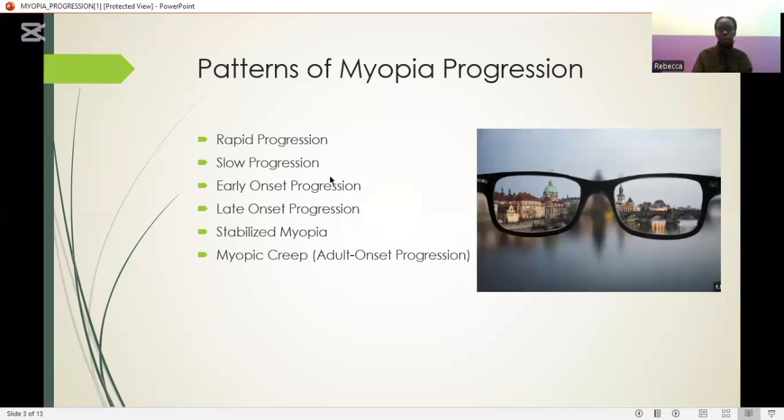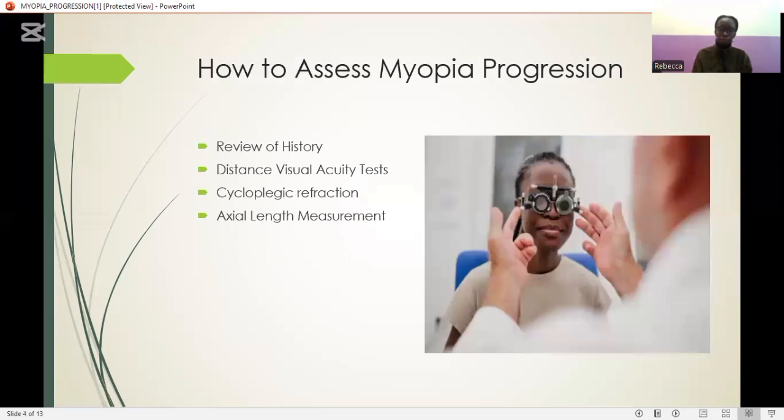Let's have the next slide. So, how do we assess myopia progression? The first and most important thing is review of history. Through review of history, we will be able to know whether the myopia is progressing or not. One single test cannot warrant that myopia is progressing or not, because for a progression to happen, we must see the start point or an earlier point and the next point of the progression.